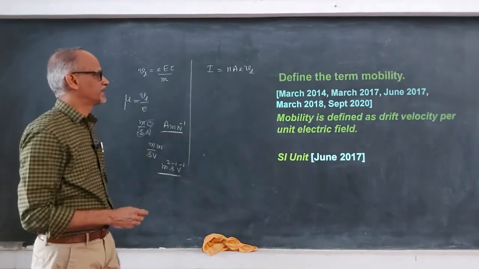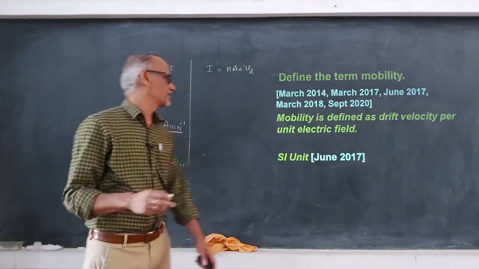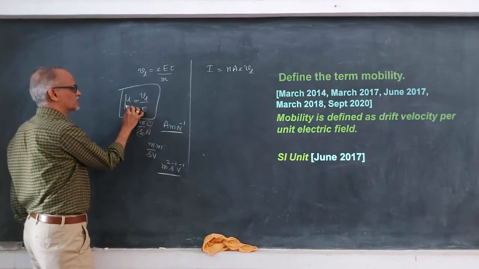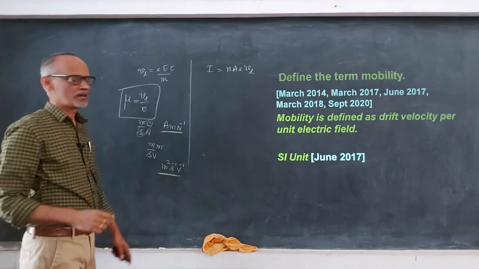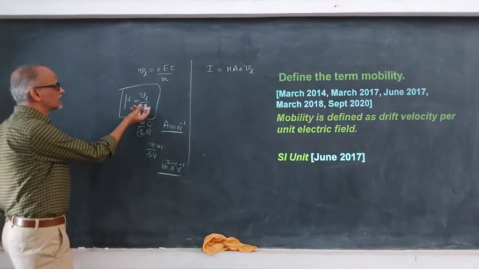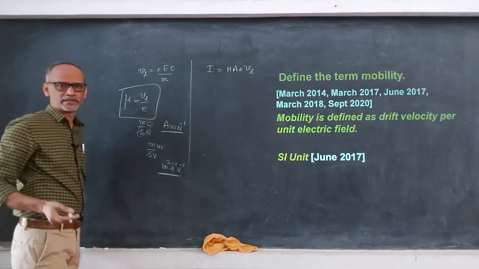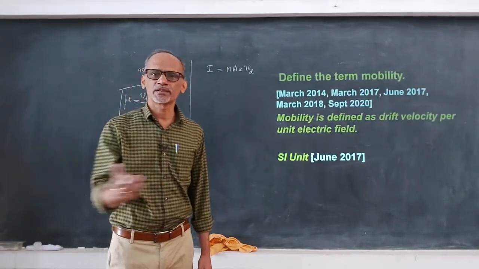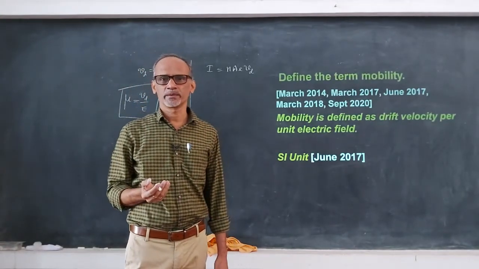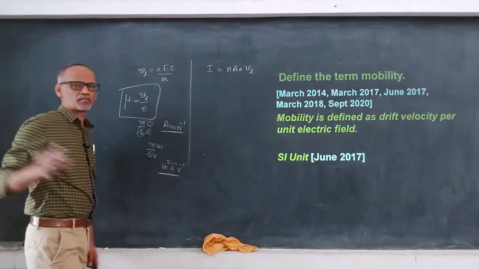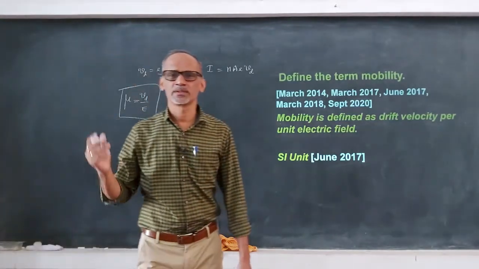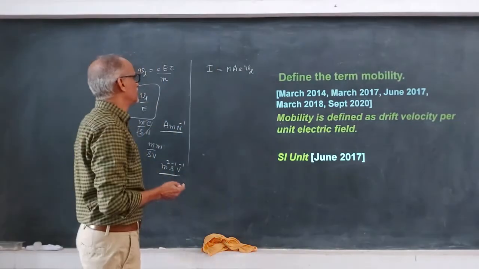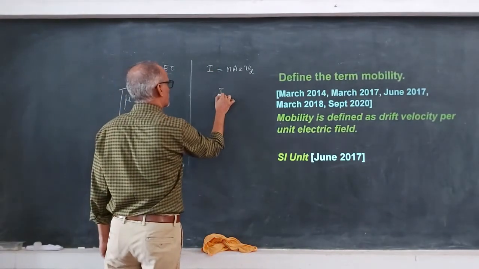So, how do we define mobility? Mobility is defined as the drift velocity per unit electric field. The symbol used for that is mu. That means greater the drift velocity, greater is the mobility. What do you mean by mobility? How easily the electron can move through the conductor, correct? Greater mobility means they can move more easily through the conductor, so that a large current flows through the conductor. Clear?